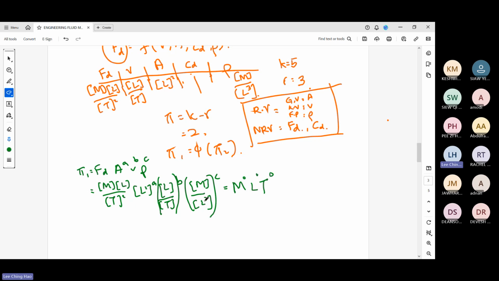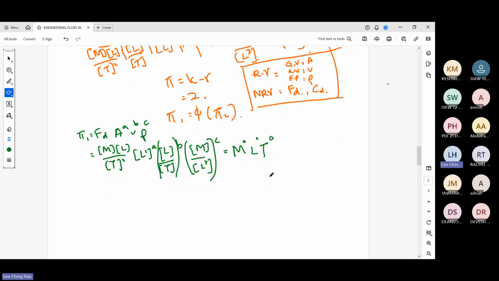So start from M or L or T. It depends. You can just go through M, L, and T every time, but there is always a fastest way. If you don't know, don't try. I will start from T for this case. So T to the 0 equals to T to the negative 2. Why? You have this one, T negative 2.